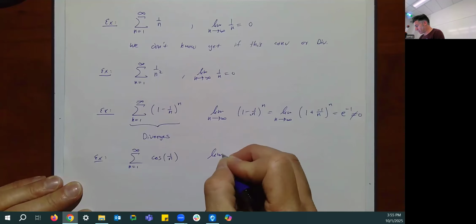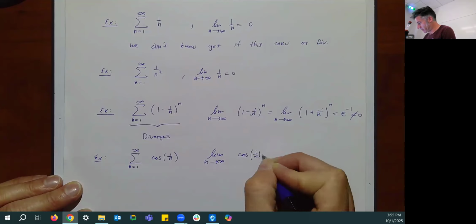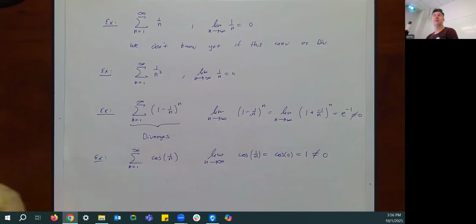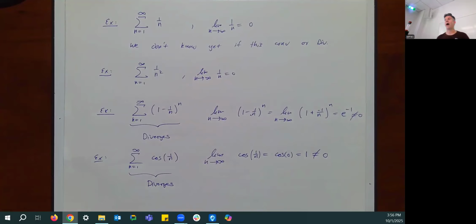That's the case here, right? The limit as n goes to infinity of cosine of 1 over n is going to equal cosine of 0, which is 1. So this series also diverges. So I would encourage you to get in the automatic habit of, if you're asked about a series being convergent or divergent, double checking that the sequence has a limit that is equal to 0. Because if it's not 0, you have finished. The series diverges.